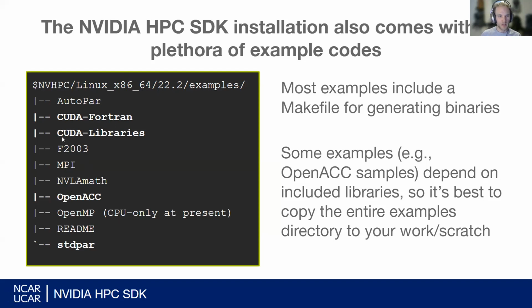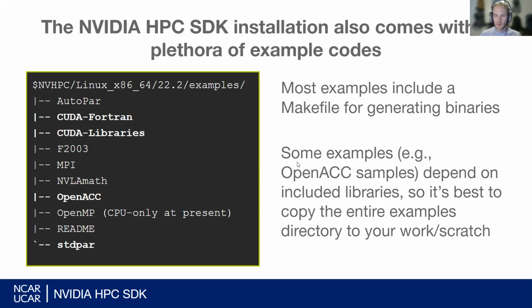They have CUDA Fortran examples, CUDA library usage examples, standard parallelization, which obviously you can run on CPU or GPU, and then a whole bunch of OpenACC examples. There is an OpenMP directory in there as well. Unfortunately, that's currently only CPU OpenMP examples, but you could use those codes as a basis to do some coding practice and make them offload onto the GPU. Most of these examples include a makefile for generating binaries. These makefiles tend to be a bit more complex than the one we'll show later, but hopefully the one we'll show later will give you enough to understand those well.